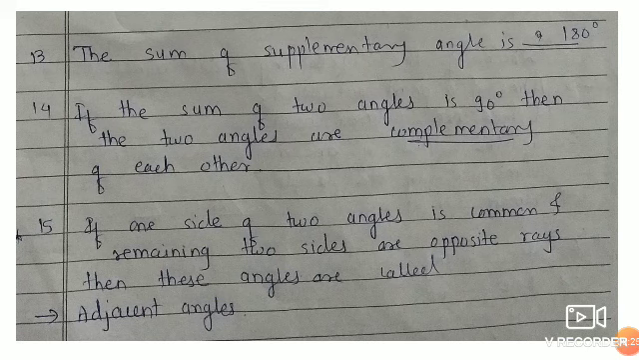Actually, the option should be the linear pair angles, but here these three options are wrong, and the adjacent angles, their interiors are separate and they have one common arm. It is not a compulsory condition that uncommon arms should be in opposite directions. So we can write the correct answer here: adjacent angles.